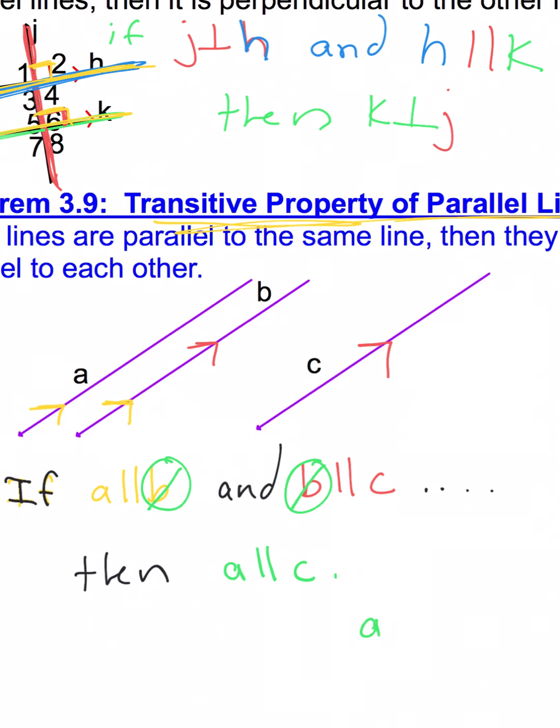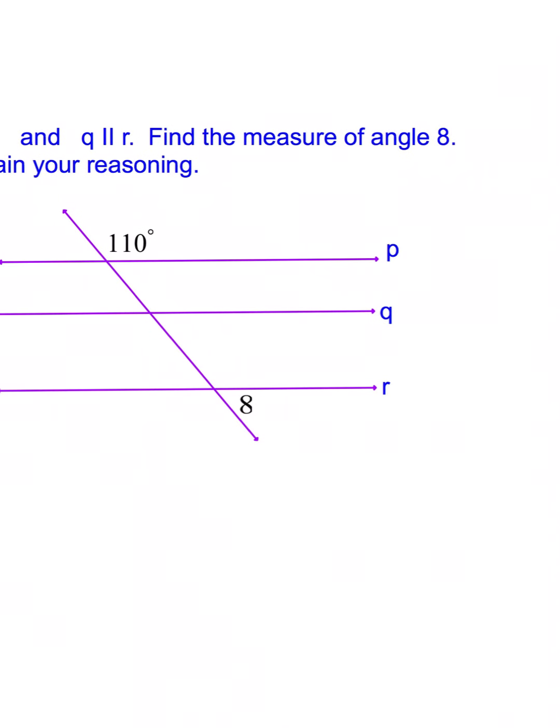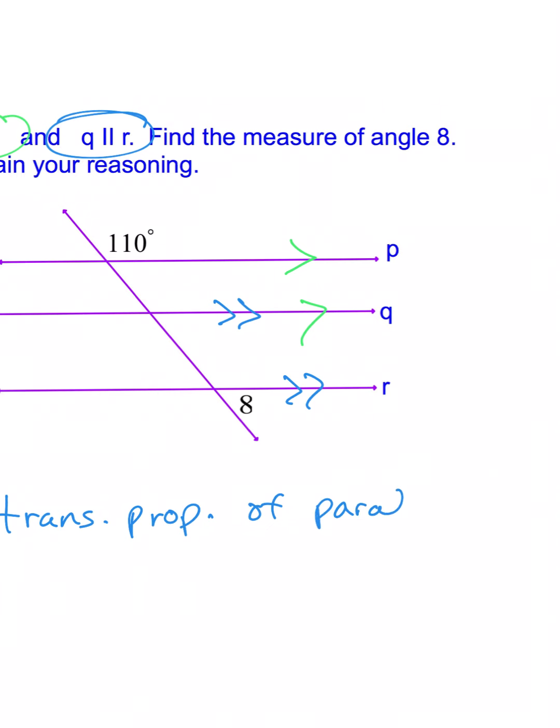So technically, A is parallel to B, which is parallel to C, since all three of these lines are going to be parallel to each other. So that's what the transitive property of parallel lines is telling us. So we can apply that idea here. It's telling us that P is parallel to Q. We also know that Q is parallel to R. So if that's true, using the transitive property of parallel lines, P would be parallel to Q, which would be parallel to R.